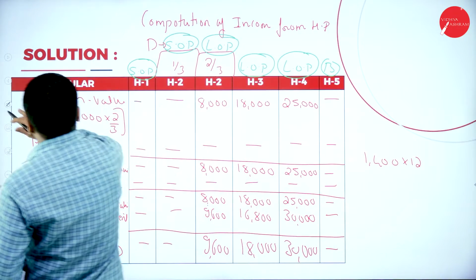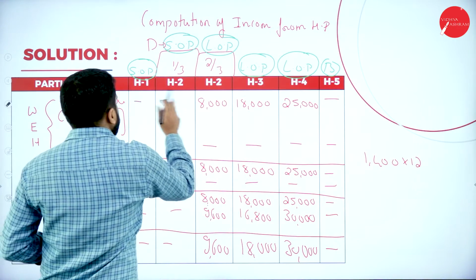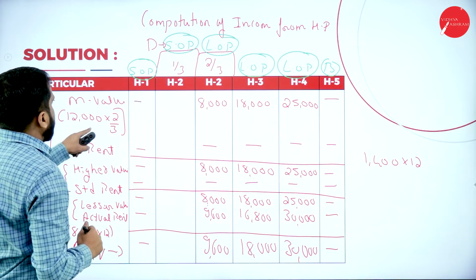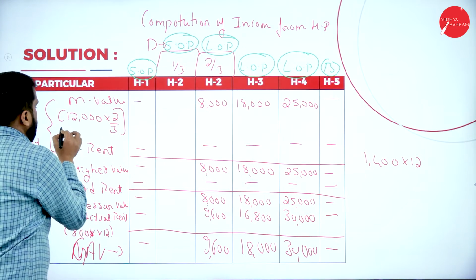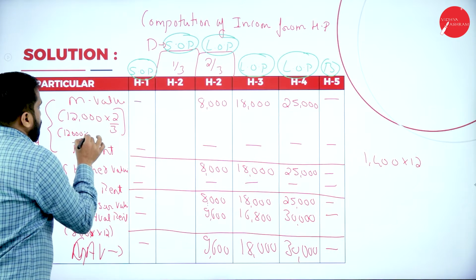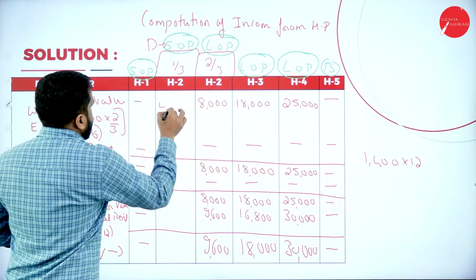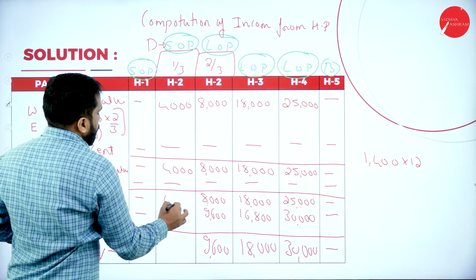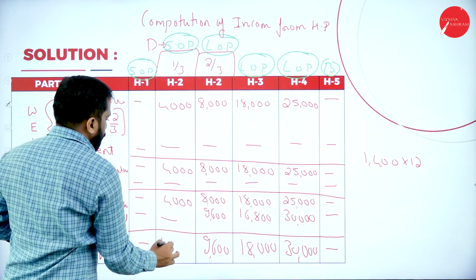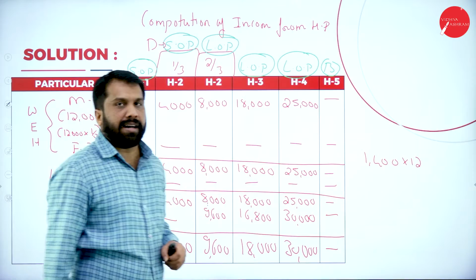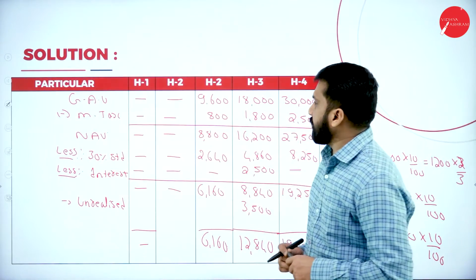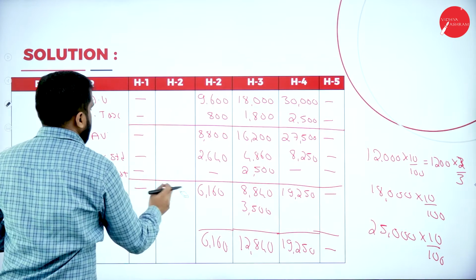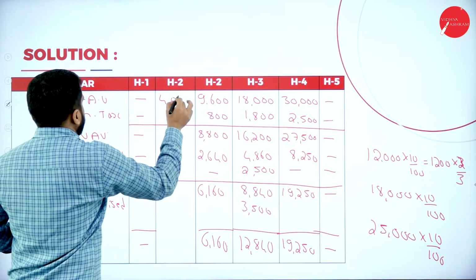If you have taken this as deemed let out, what will be your calculation? I'll show you that. Your calculation will be like this. So 12,000 into 2 by 3, same thing. 12,000 into 1 by 3, how much will you get? 4,000. This will be nil. 4,000 is your final answer. Clear? Now, second part. The second part will be 4,000.